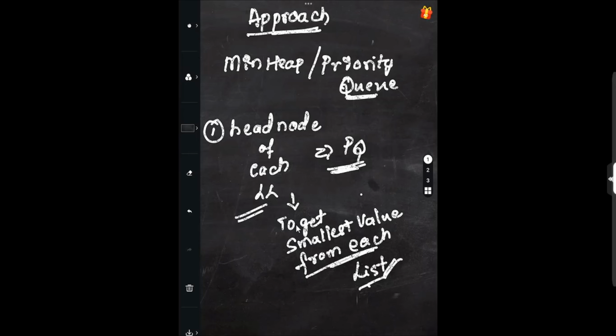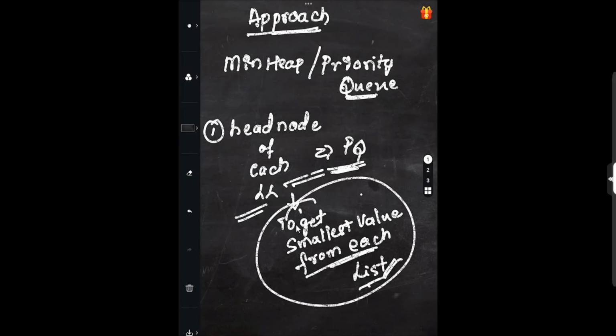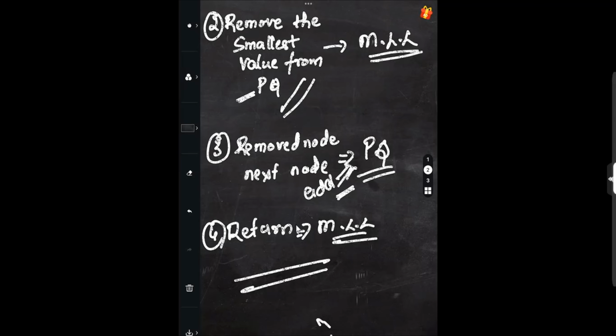The first step is we are adding the head node of each linked list to the priority queue. Why? Because we have to get the smallest value from each list. So the second step is we are removing the smallest value from the priority queue and we are just adding it to the merged linked list. This is the second step.